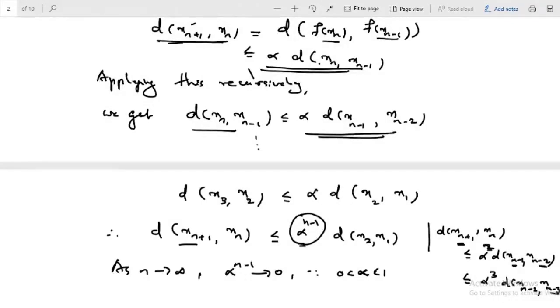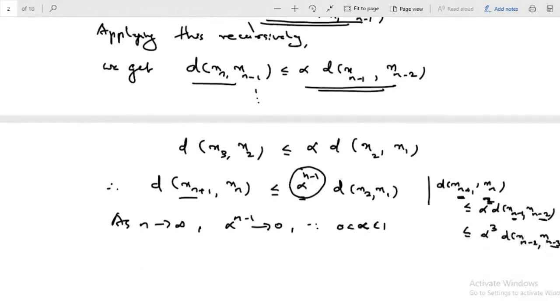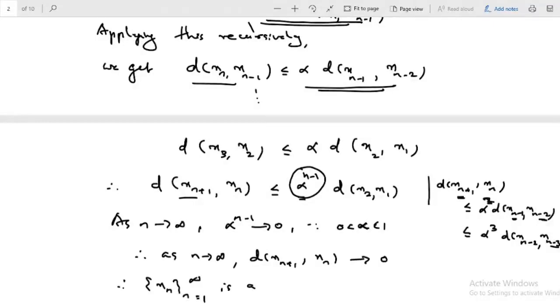Okay, real limit: alpha raised to n is equal to 0 for 0 less than alpha less than 1. Therefore, as n tends to infinity, d of xn plus 1, xn tends to 0. That means sequence xn is a Cauchy sequence.